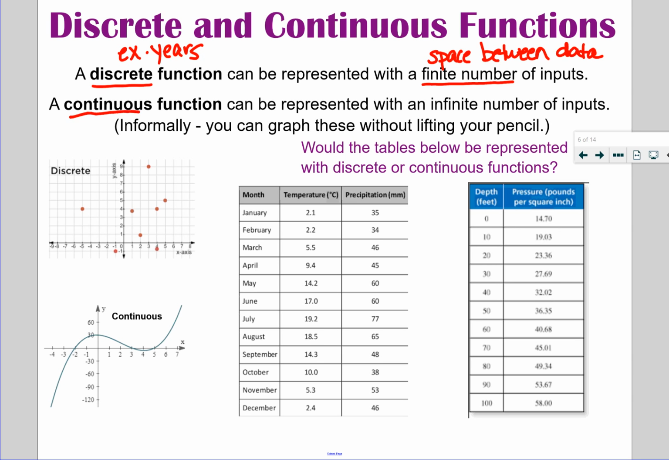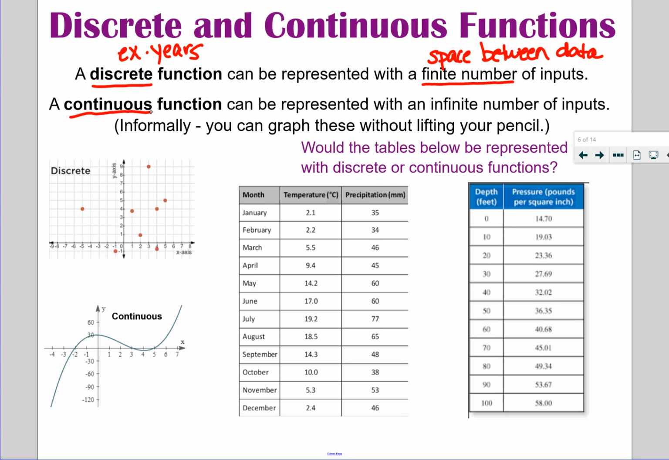The other type of example would be a continuous function. This can be represented with an infinite number of inputs, and if you're looking on a graph to determine if a continuous function is continuous or not, it means you can trace the whole graph without picking up your pencil.